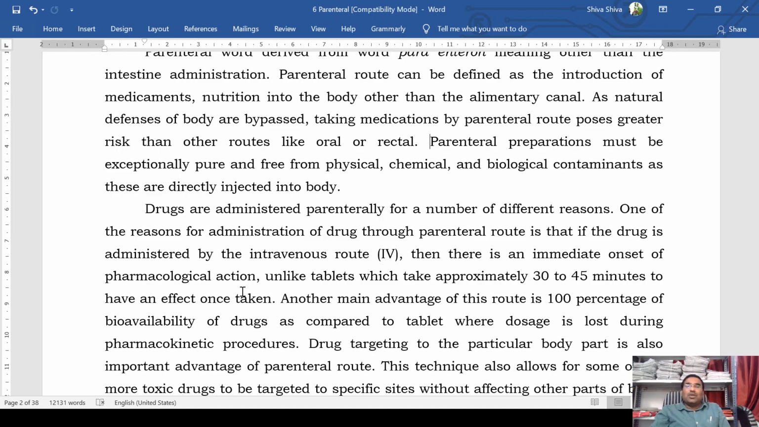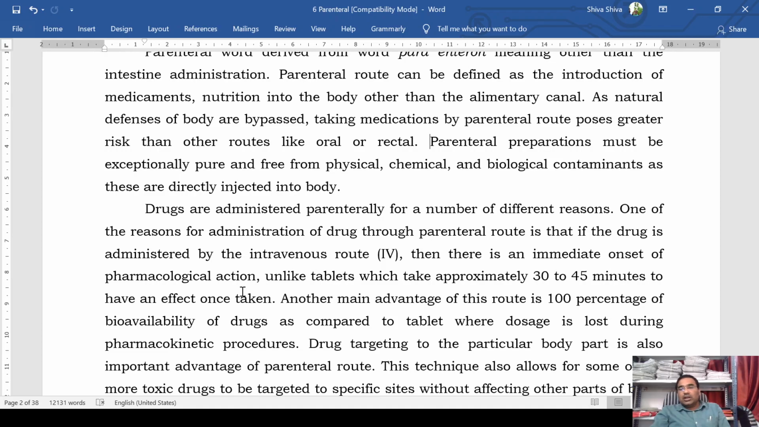But if the parenteral products or intravenous products are given directly into the systemic circulation, all these steps are bypassed or avoided. So the drug directly comes in contact with the systemic circulation and maximum bioavailability is shown within a short period of time or instantly. So one of the main advantages of parenteral products is the immediate onset of pharmacological action.